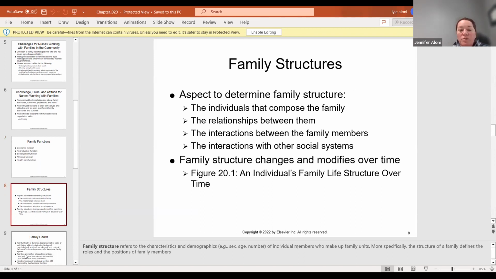We look at the individuals that compose the family, the relationships between them, interactions between the family members, and social systems. Sometimes when you go into a home, there'll be many family members in the home, either visiting or living there. And so you want to see how that interaction is and what they find as a healthy or unhealthy dynamic.